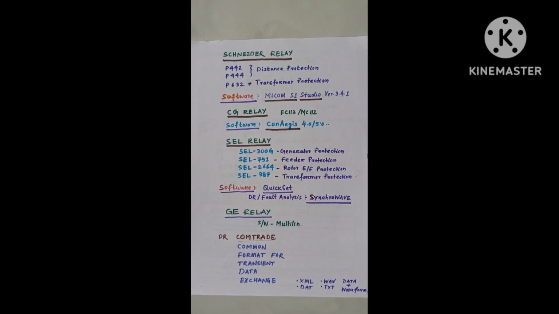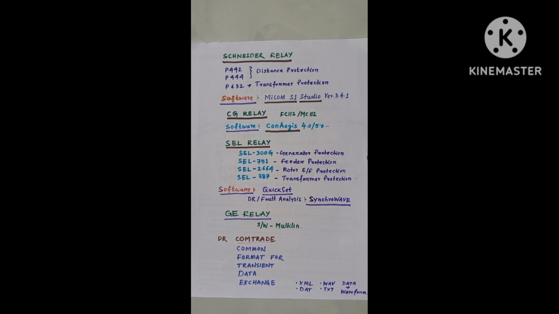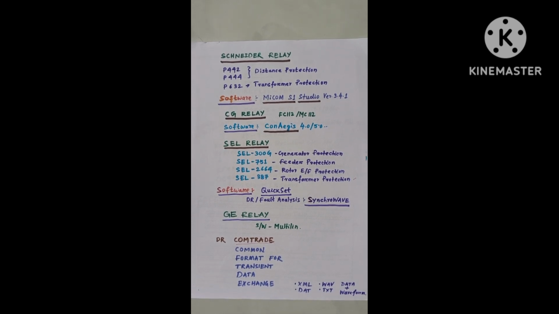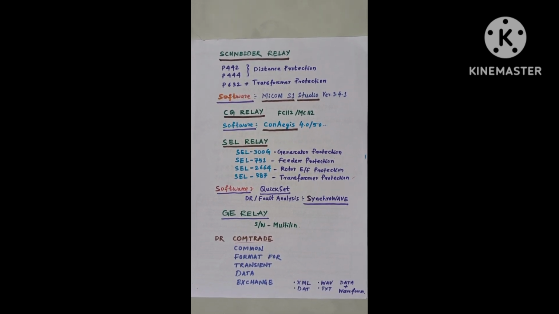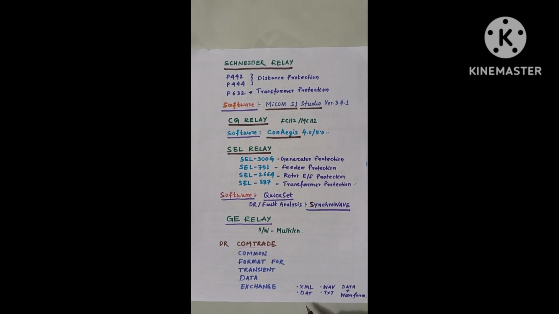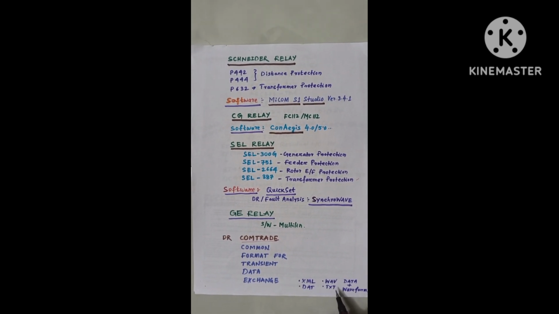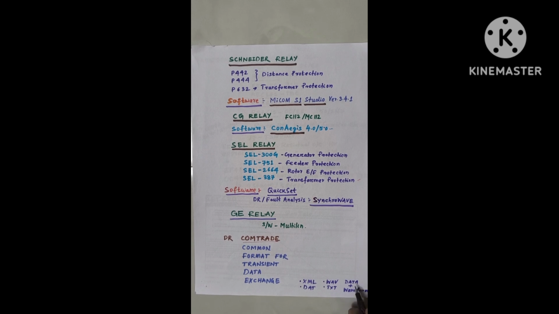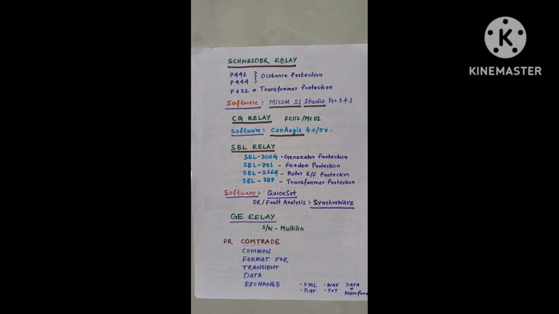For DR analysis, we are utilizing one file. It is called a COMTRADE file. It stands for Common Format for Transient Data Exchange. It will come in the form of .xml, .dat, .wave or .txt. So it will contain the data and the waveform.